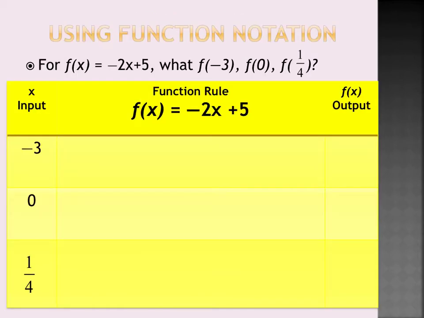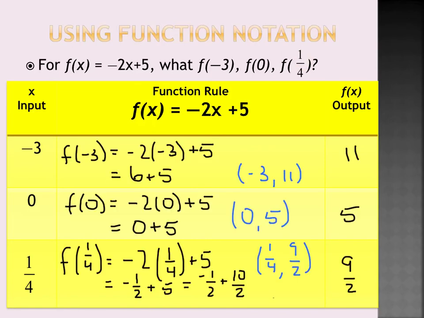For this problem, I want to evaluate the function at -3, 0, and 1/4. So I want to find f of -3, f of 0, and f of 1/4. Remember, this simply means plug in -3 where I see an x, plug in 0 where I see an x, and plug in 1/4 where I see an x. So let's go ahead and evaluate that and find our output. So I've gone ahead and plugged in all of our input values to get our output values, and once you're done you can write those as a coordinate pair. So when I input -3, I get 11. So my x value is -3, my y value is 11, and so forth for the other coordinates.